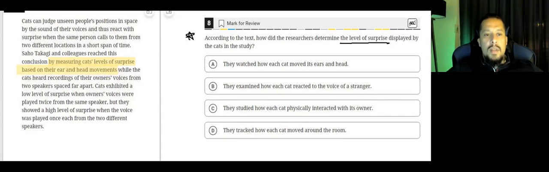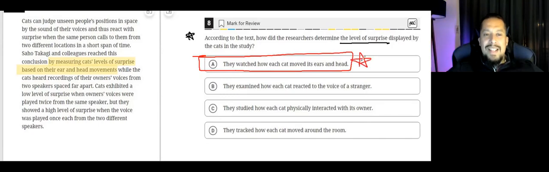Okay, so which answer tells me that? Well, answer A. They watched how each cat moved its ear and head. Wow. Very uncharacteristic of SAT to literally almost give us a copy-paste answer. Not used to this, right?